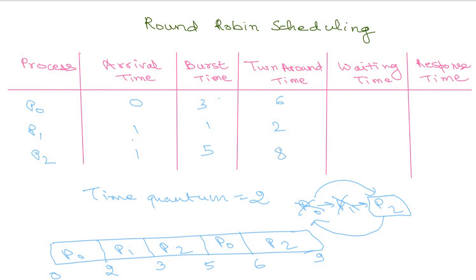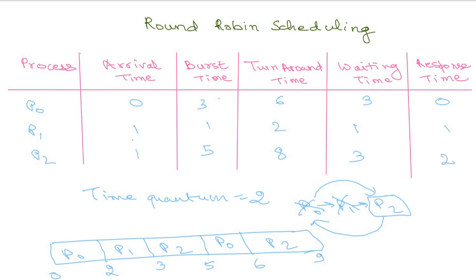Now let's talk about the waiting time. Waiting time is basically turnaround time minus burst time. So here we have 3, 1 and 3. Then talking about the response time, we saw that P0 arrived at 0 and got immediately allocated, so the response time would be 0 for this. Then P1 came at t equal to 1 and got allocated at t equal to 2, so 2 minus 1 would be 1. Then for P2, it gets allocated at 3 and it came at 1, so 3 minus 1 would be 2.